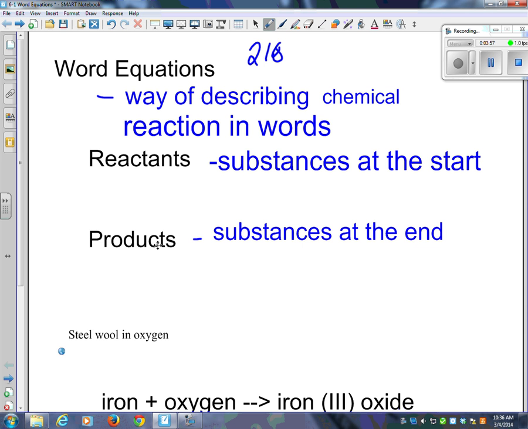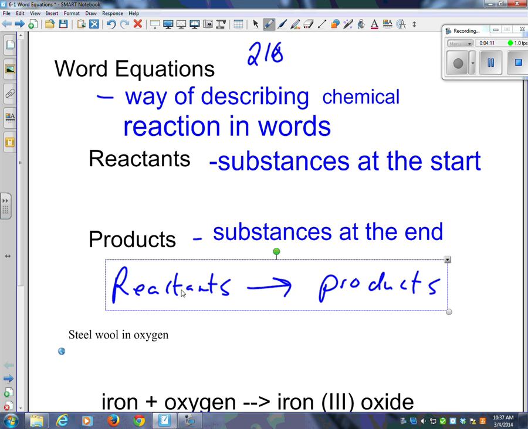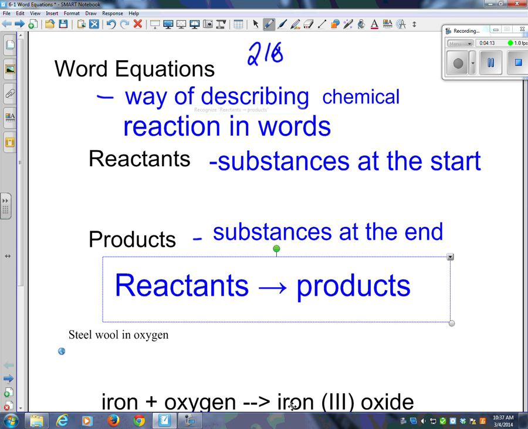So it would look something like this. Reactants, and then you use an arrow. Products. That is a very simple, generic word equation. Reactants go to products.